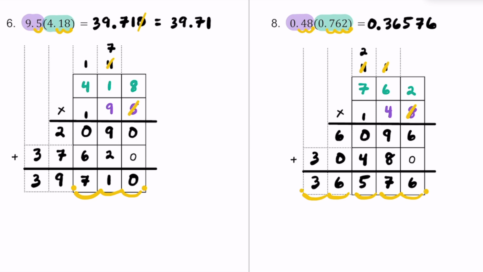Okay, so how do you read that? Well, let's think about place value. This is the tenths, hundredths, thousandths, 10,000ths, 100,000ths. So this would be 36,576 100,000ths. Alrighty, so there you have 8 different practice problems on multiplying some decimals. Hopefully kind of organizing it in these boxes helped a little bit.